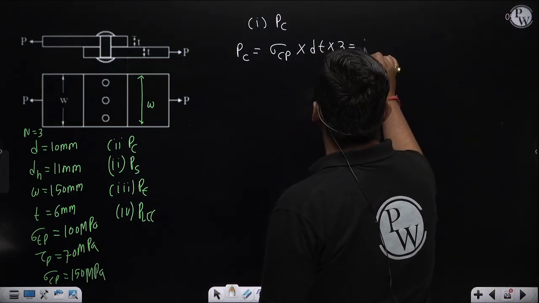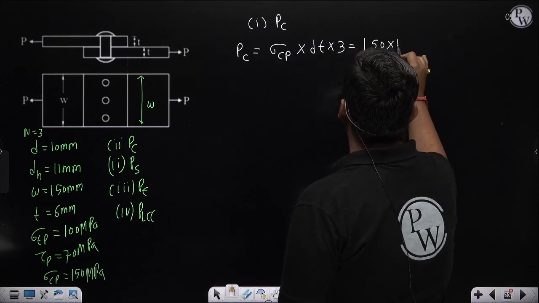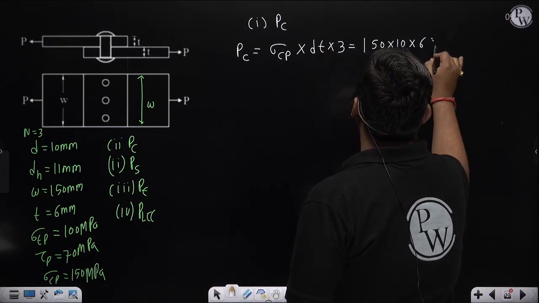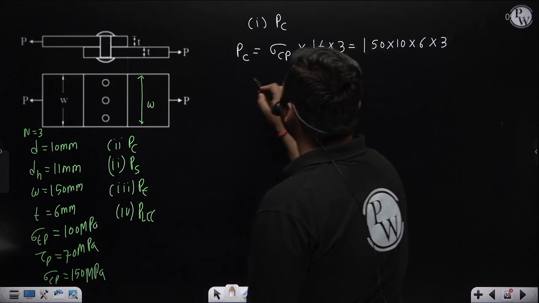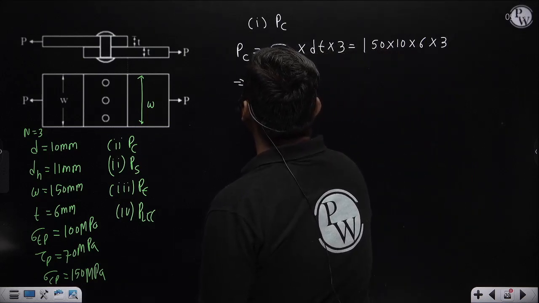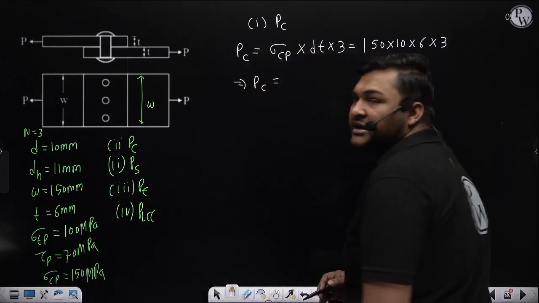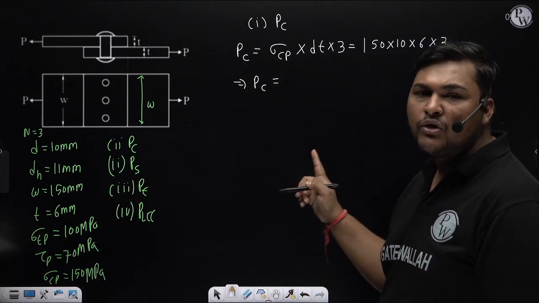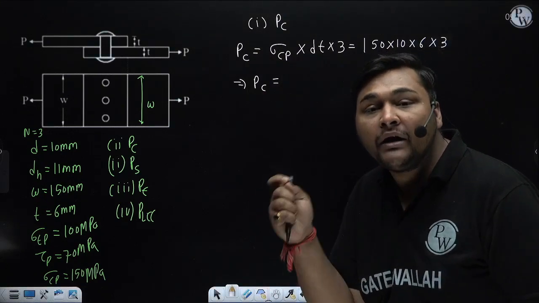Now, permissible crushing stress is given in the question. Permissible crushing stress is 150 MPa. Diameter of rivet is 10 mm. Thickness of each plate is 6. And number of rivets per plate is 3. Through this calculation, we will get the value of crushing load carrying capacity, meaning the actual load should be either equal to this or less than this to avoid crushing failure.